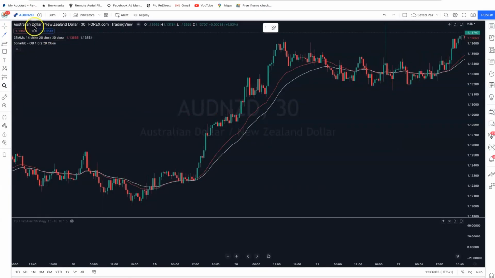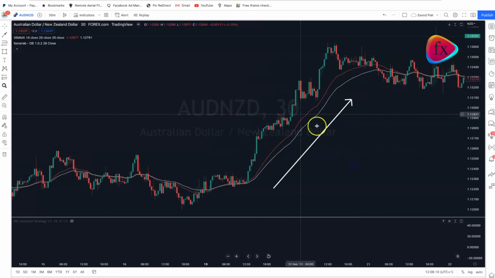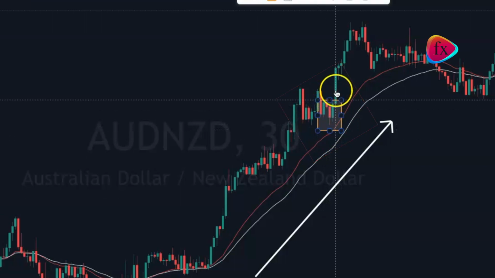Now we're on the AUD-NZD. As you can see, we have an uptrend here. The candles are above. You see how they're through? We ignore this. We wait for the candles to rise above and then it comes back. We don't take a trade here. We wait until it comes back to the EMAs. Okay? There is your block. There's your money.